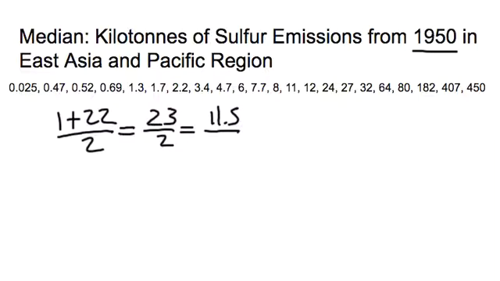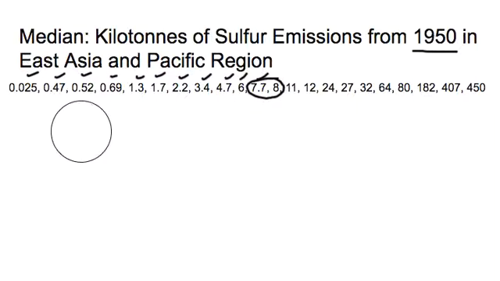Whenever I have an even number of pieces of data, I always have to find the two numbers that are in the middle. So let's count to number 11 and 12, and we're going to use those to find the number in the middle, which would be 11.5. So here's 1, 2, 3, 4, 5, 6, 7, 8, 9, 10, 11. So there's 11 and there's 12. So I want those two pieces of data right there. Okay. So I found those two pieces of data.